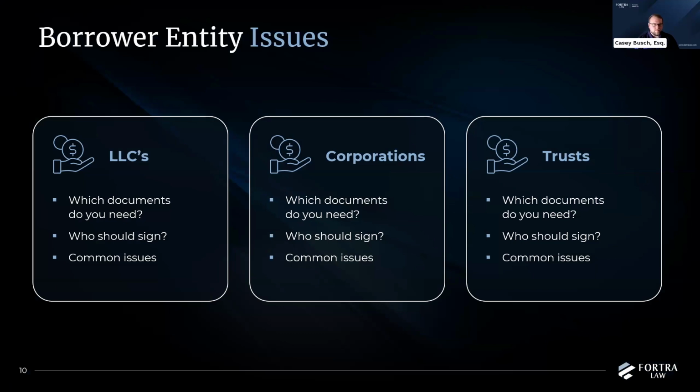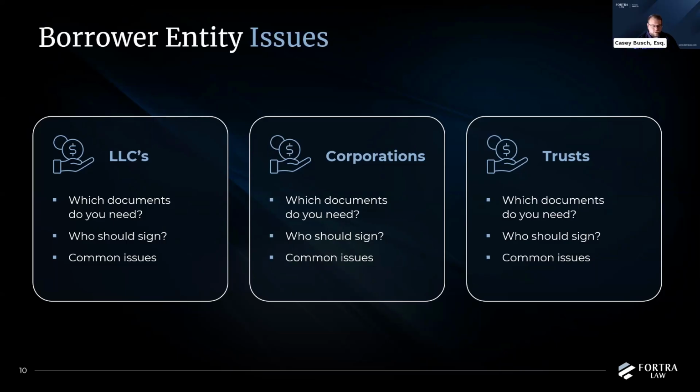So here are some common borrower entity issues. I'll start with LLCs. Which documents do you need? To form an LLC in most states, you're going to need articles of organization. Some states will call that a certificate of formation. It's an initial filing with the state that says, hey, this entity is being created. I've created it. And that essentially kicks off your LLC. You can't form an LLC without them.